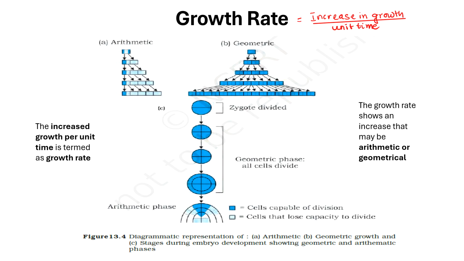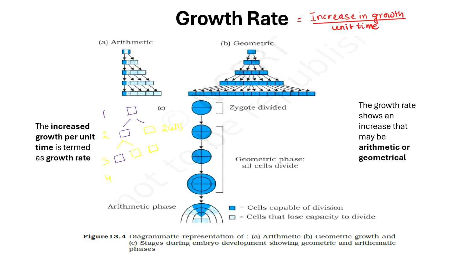In arithmetic, what happens, suppose this is the first cycle of division. This is your cell which is undergoing division. Now it will form two cells, and among the two cells, one of them will have the capacity to divide, the other will not. So in the second stage, how many cells will we have? Two. We started from one cell, then we have two cells, and then again in the third division, we will have one cell which will have the capacity to divide, and all others will not be able to divide.